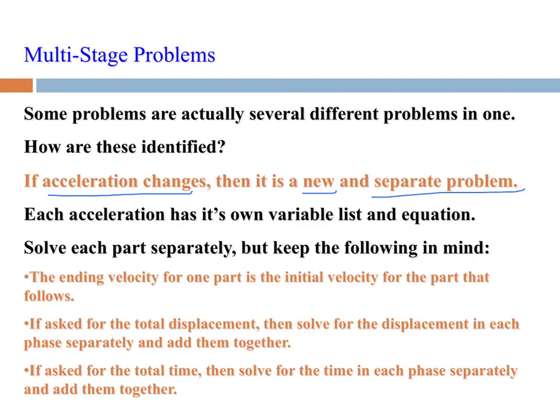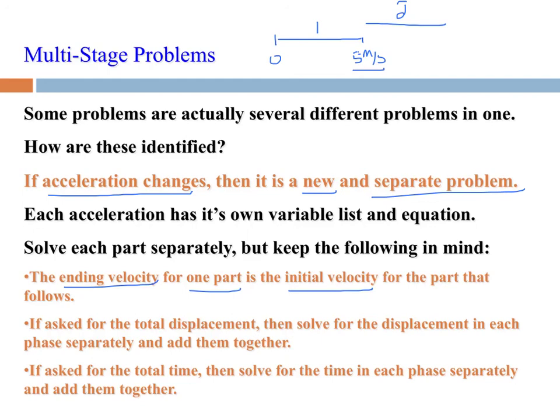Also, something to help you is that the ending velocity for one part is the initial velocity for the part after it. So if I start from 0 and I speed up until I get 5 meters per second, this was the final velocity in the first problem. But then let's say I travel at a constant speed after that. Then this is the initial velocity in the second part. So the ending velocity for the first part is the beginning velocity for the second part.